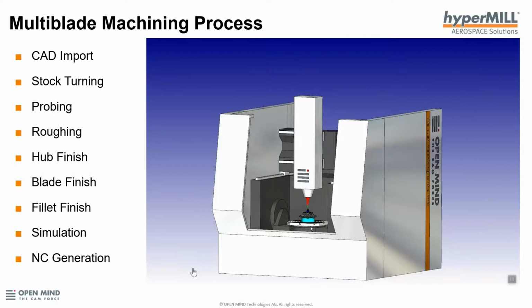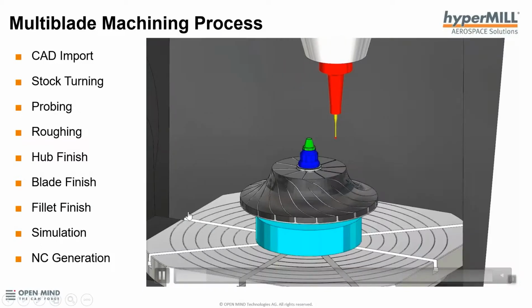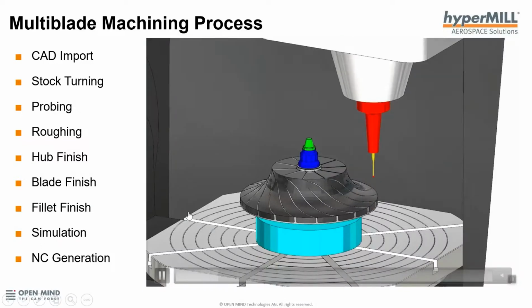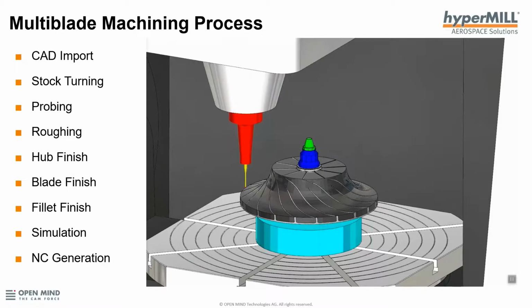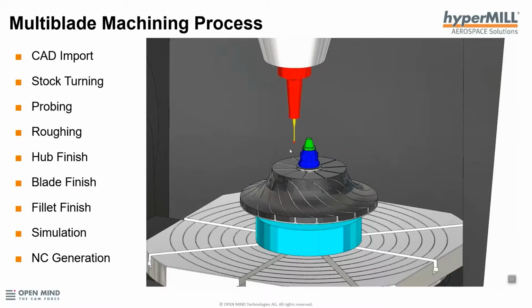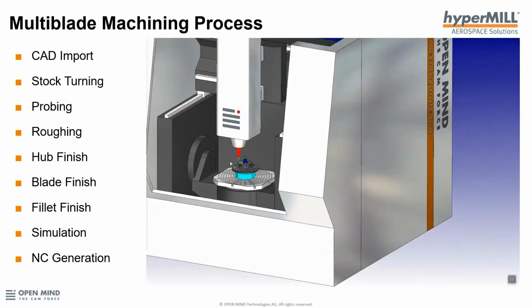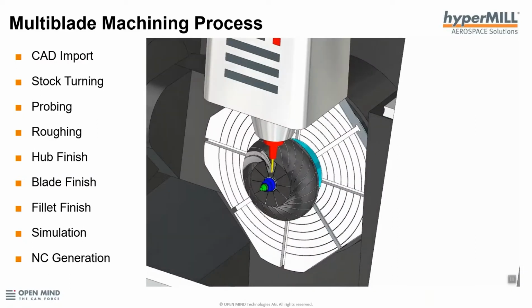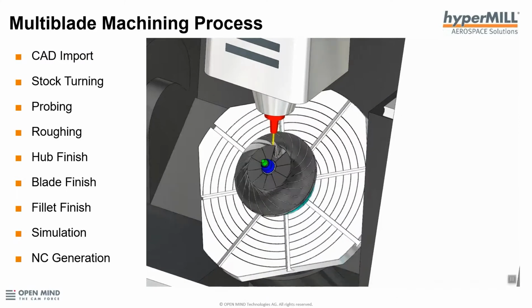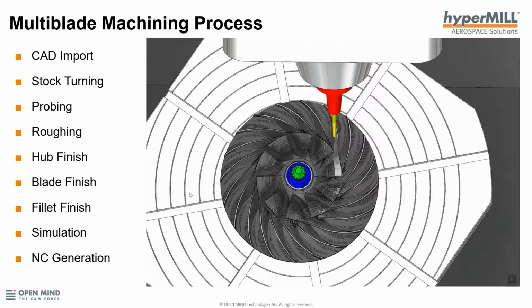Now let me show you this short video that's showing you a few processes that are involved while machining a multi-blade component. Okay, starting from the CAD import, you can program for stop turning, probing, followed by roughing, semi-finishing, and finishing.